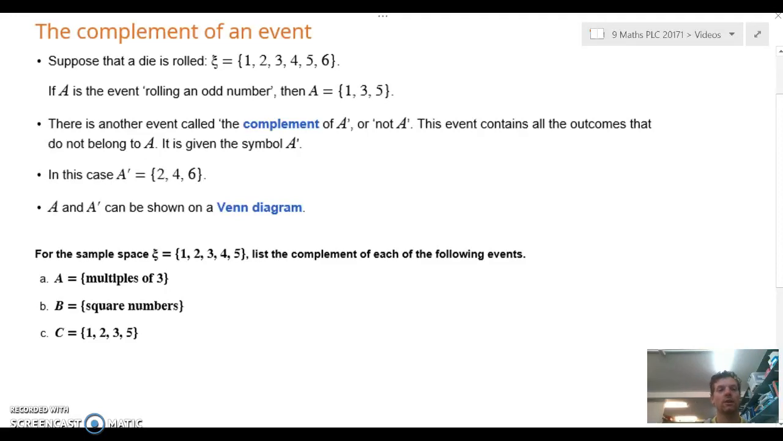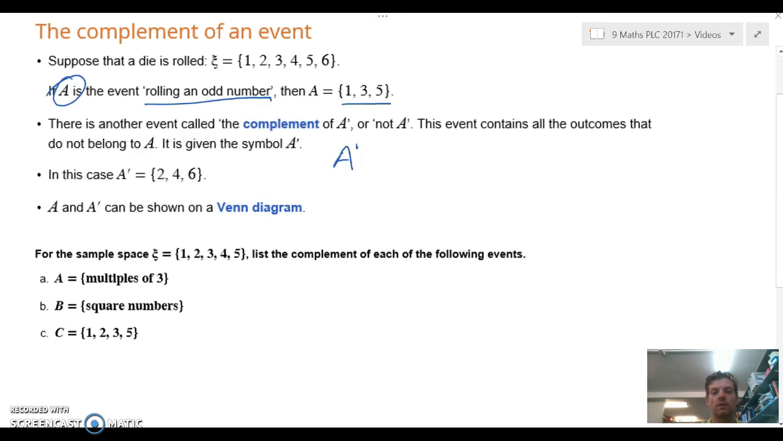In today's lesson we're going to be looking at the complement of an event. That essentially means an outcome that isn't something. The easiest way to think about this is with a dice. If we have an event A, rolling an odd number, then the outcomes we have for that are 1, 3 and 5. If A is the event, the complement of A, the things that aren't A, can be represented by A with our little dash here.